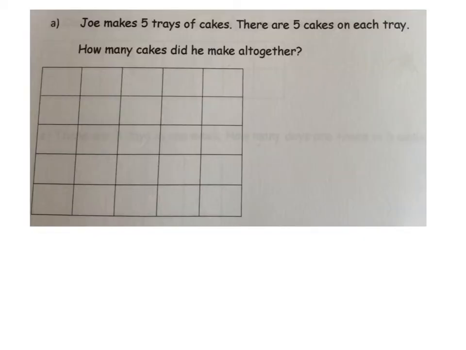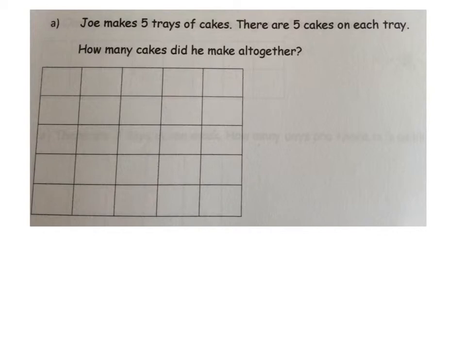Okay, let's apply this to a problem. So Joe makes 5 trays of cakes. There are 5 cakes on each tray. How many cakes did he make altogether? You've noticed I've given you a grid there. If you want to pause the video and try it yourself before I show you, that would be great. So now's the time to pause, have a try before you follow on, and try that for each question.